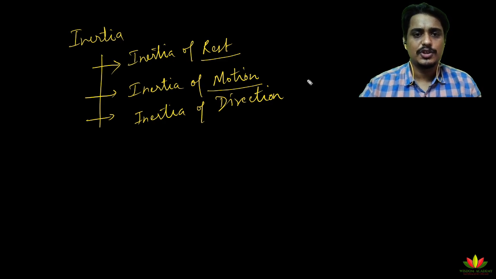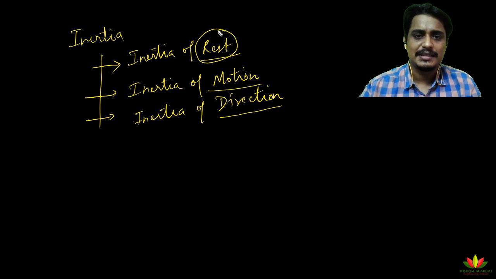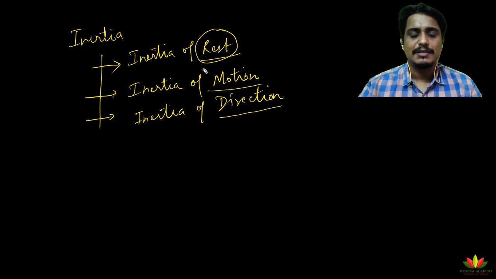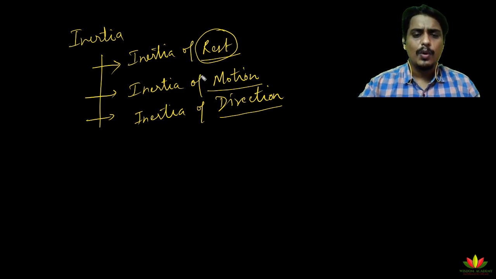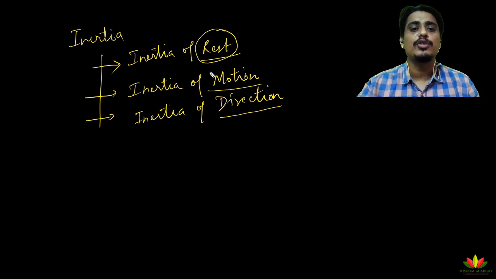So let us see what is inertia of rest, motion, and direction. Inertia of rest means an object which is tending to be at rest and suddenly brought into a condition of motion. For example, when you are sitting on a bus and the bus is at rest, the bus suddenly starts moving, what happens? We feel a jerk in the backward direction. That jerk comes in the backward direction because the lower part of your body is attached to the seat and everything is at rest. The moment the bus starts moving suddenly, the lower part starts moving, but the upper part is giving some opposition to that. That is the reason you get a jerk in the backward direction.